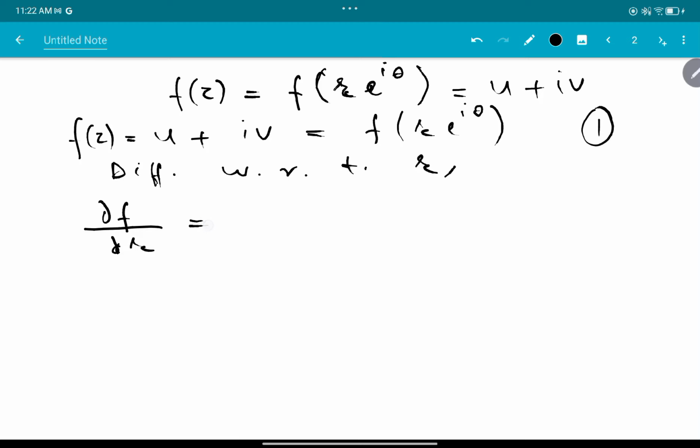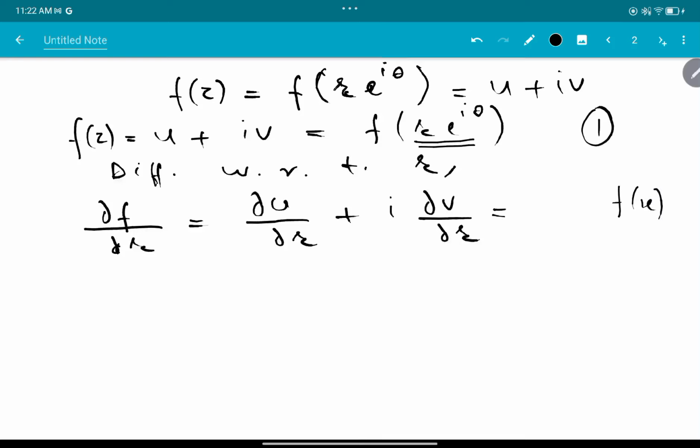That will be equal to del u by del r plus i del v by del r, because we are differentiating with respect to r, keeping theta constant. That's why we have these partial derivatives here. And when you differentiate this with respect to r, first of all, treat this as the variable. Your variable is r, and the whole of this term is your variable. It is as if you have f(x), something like that, and you differentiate it.